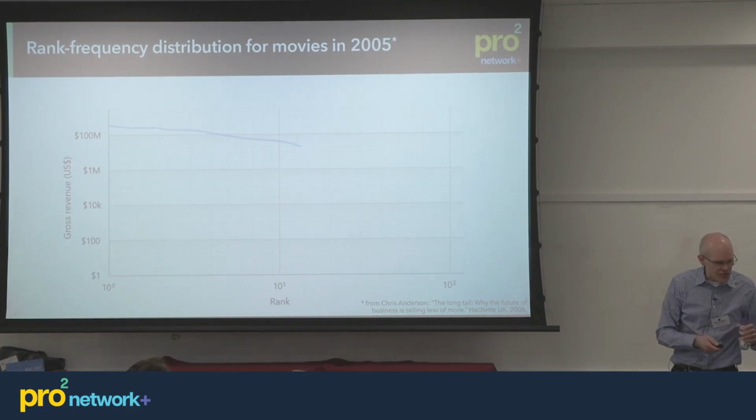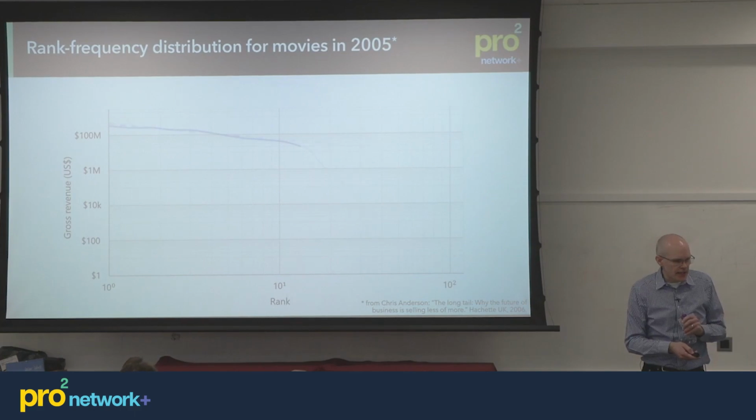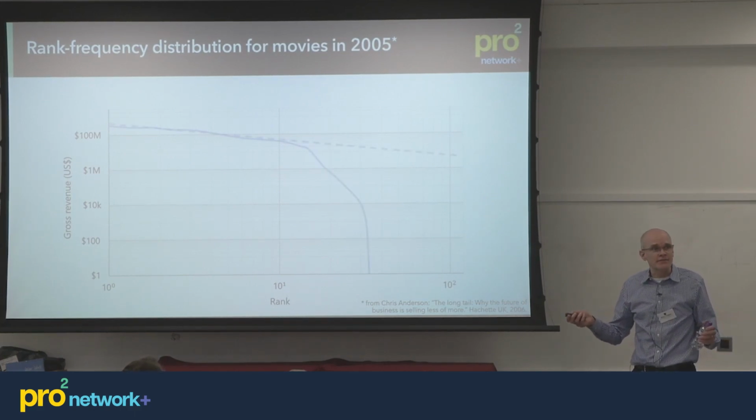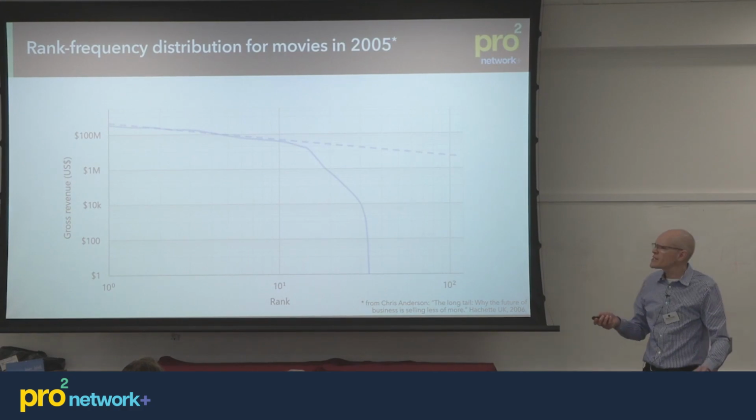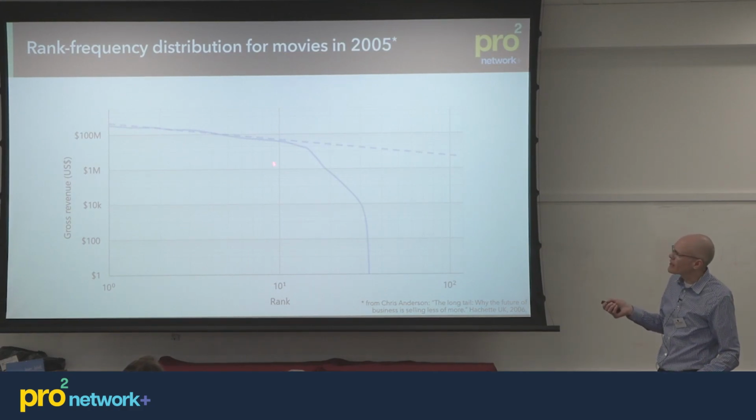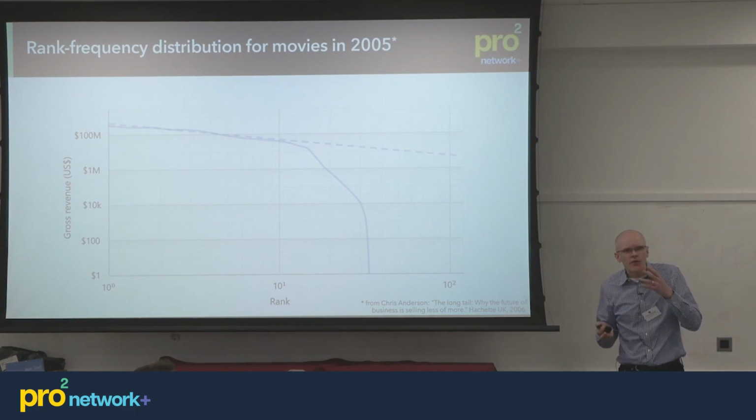So what's interesting is if we extend this out to the right. The dashed line is what Zipf's law would predict, and the solid line is reality. So what's happening here? Why do the movies look like they're going to follow Zipf's law and they're not? Well, if you think about it, the answer is pretty obvious, because this is 2005.